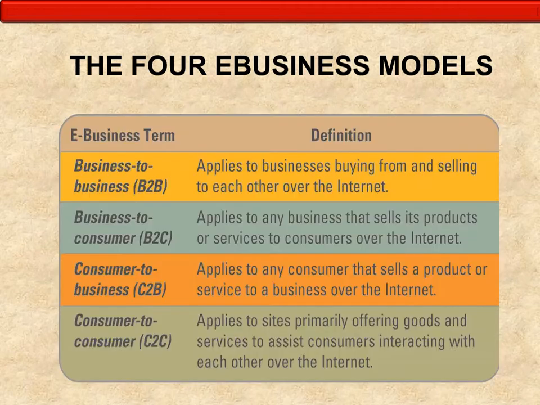Now, looking at this in a little bit more detail, business to business applies to businesses buying from and selling to each other. Business to consumer applies to a business that sells its products or services to a consumer over the internet. Consumer to business applies to any consumer that sells a product or service to a business. And then consumer to consumer applies to sites primarily offering goods and services to assist consumers interacting with each other over the internet, such as Craigslist and eBay.